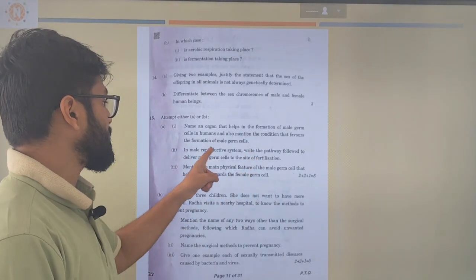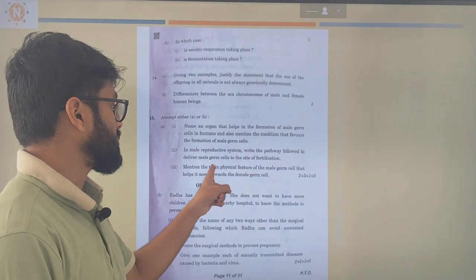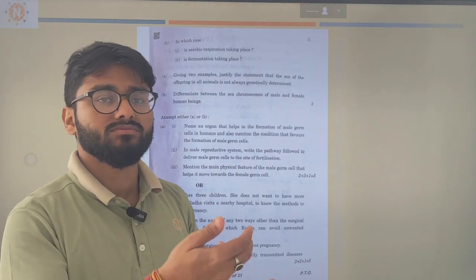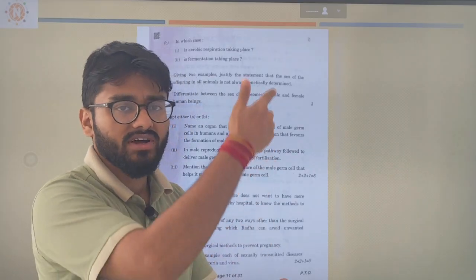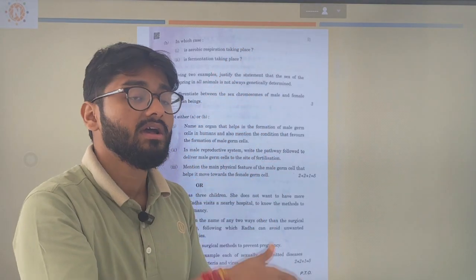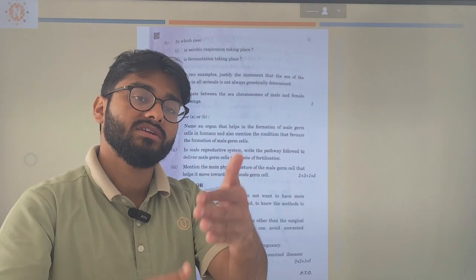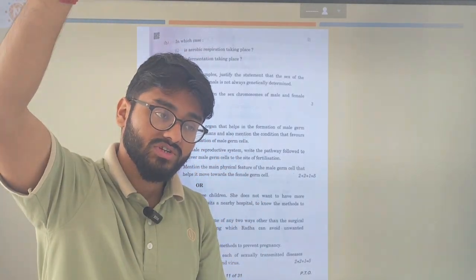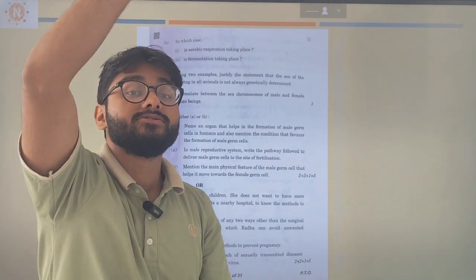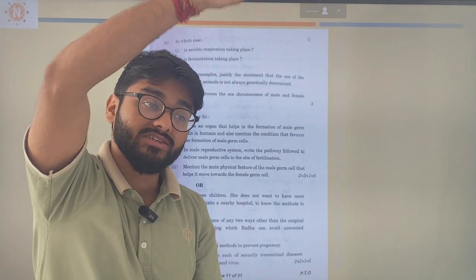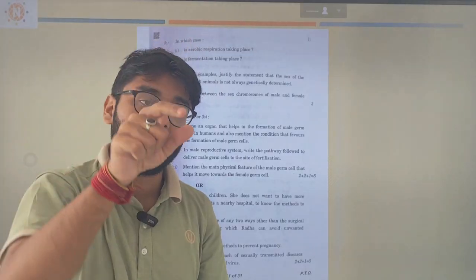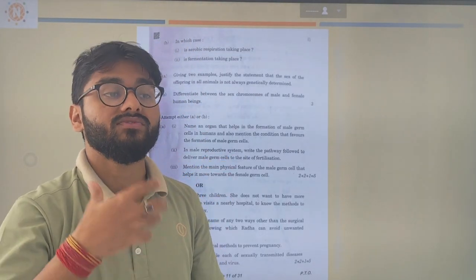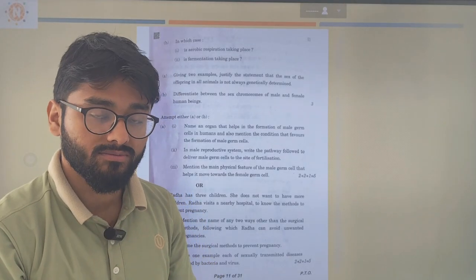What is this germ cell? Sperm cells. In the male reproductive system, write the pathway followed to deliver male germ cells to the site of fertilization. What will be the pathway? From your testis it moves to your epididymis, epididymis to your vas deferens, vas deferens to your penile urethra, and from penile urethra to the vagina, vagina to the cervix, that is the mouth of the uterus, from the cervix to the uterus, from the uterus to the fallopian tubes, where the released ovum is fertilized and moves, and it gets planted into the uterus for further development of the offspring or child.